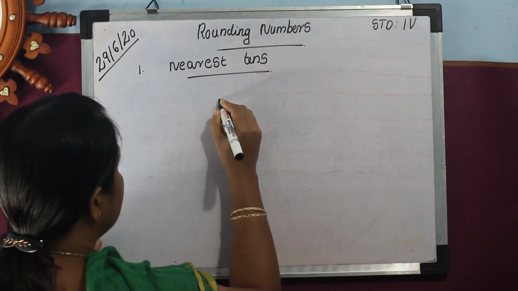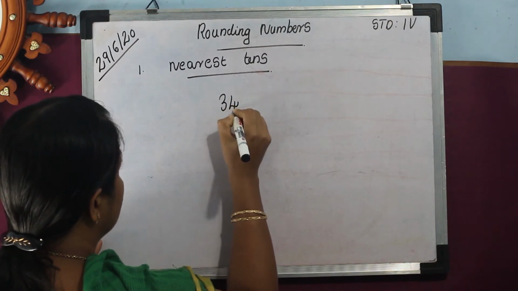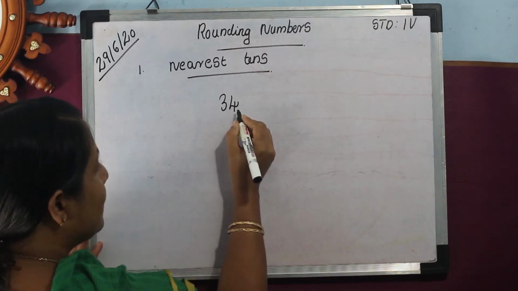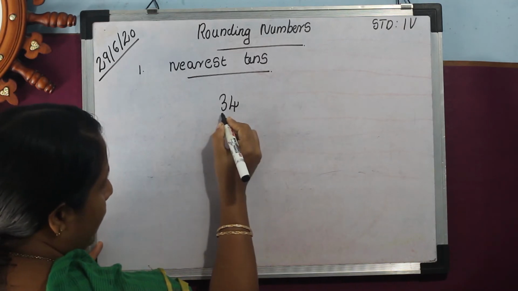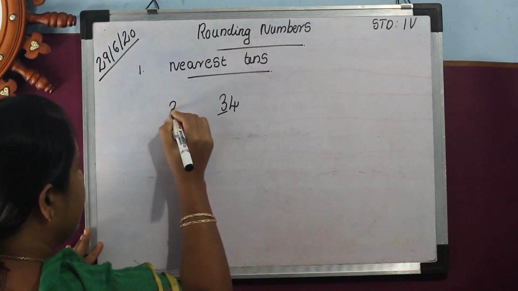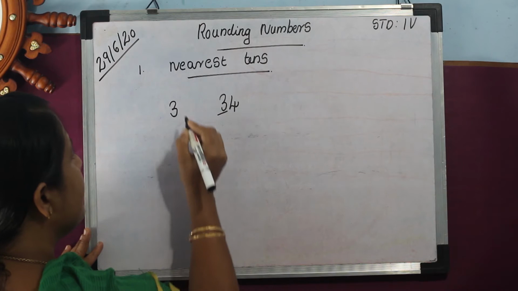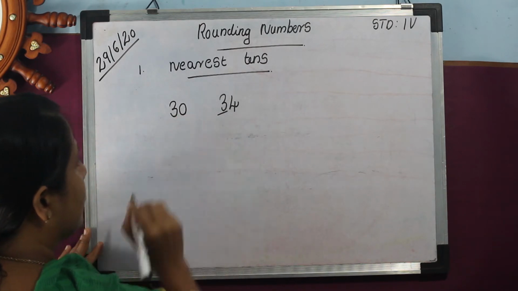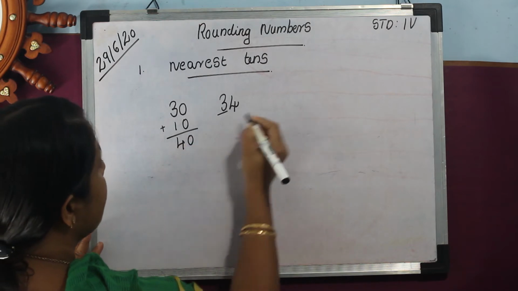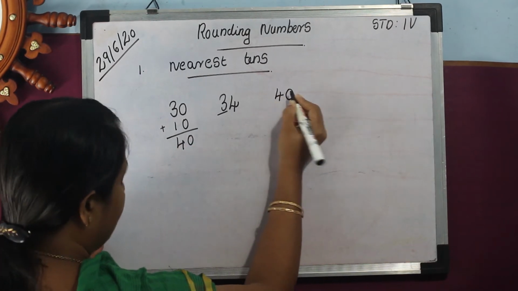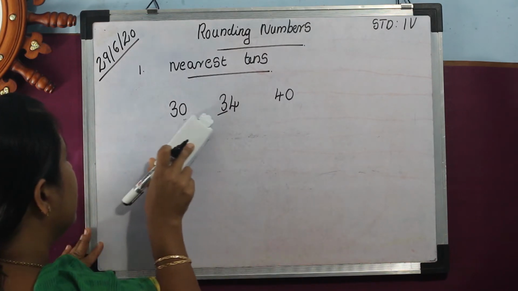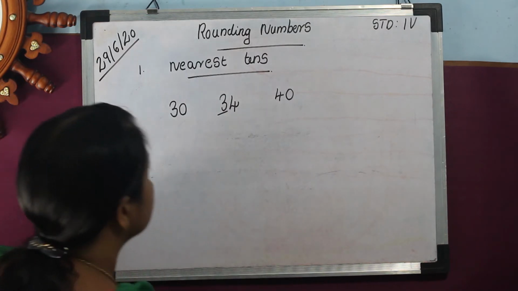Consider the number 34. Here the 1's place value is 4 and the 10's place value is 3. We take the 10's place value, that is 3. Then write 3. In the case of nearest 10, we put 0. Adding 10 to this number, we get the number 40. That means 34 lies between the numbers 30 and 40.